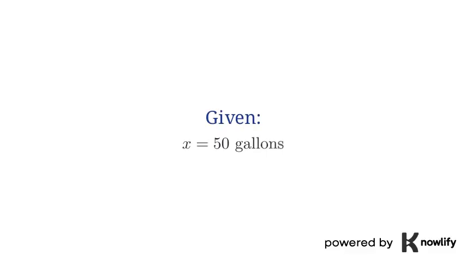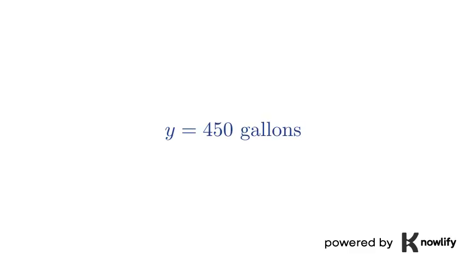Now, let's apply this to our specific problem. We are given that x, the volume of the 10% solution, is 50 gallons. Using our golden rule, we substitute 50 for x. This gives us y = 450 gallons. So, to mix 50 gallons of 10% saltwater solution with a 20% solution to get a 19% solution, you would need 450 gallons of the 20% solution.